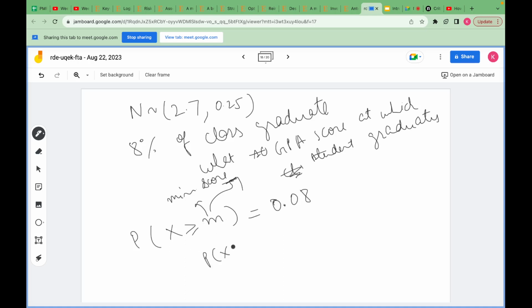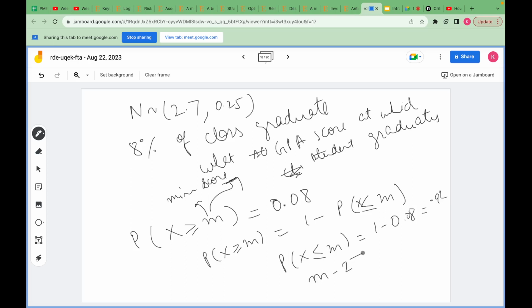So the probability x greater than m can be written in terms of probability x less than or equal to m, which is 1 minus 0.08, which is 0.92. So this is phi of (m minus 2.7) divided by 0.5, and this z is 0.92.